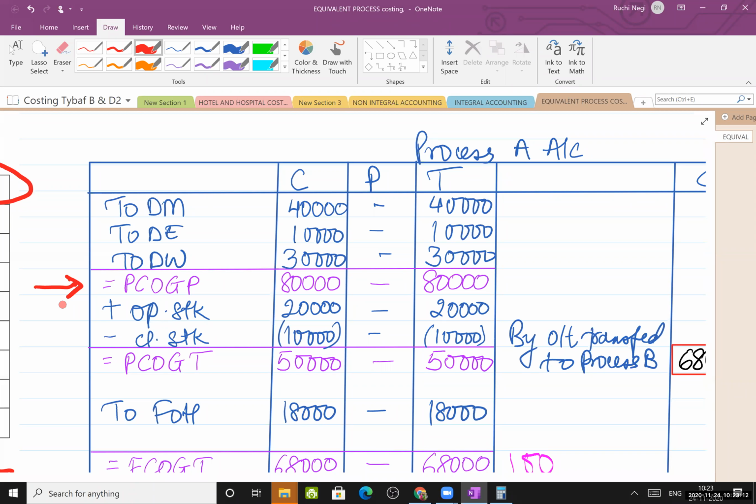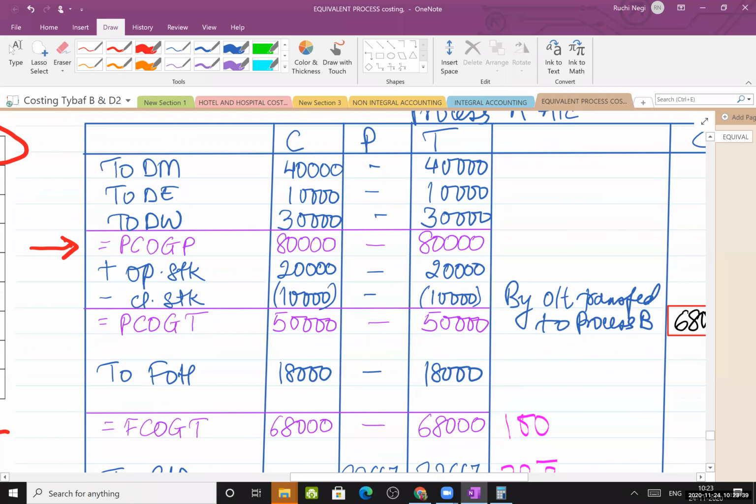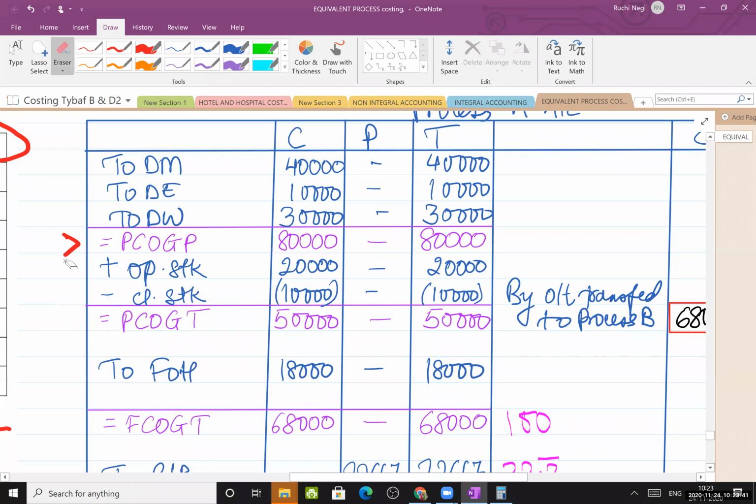If in the exam a question comes, closing stock in inter-process transfer is calculated at dash, and they give you 4 options, the right option will be prime cost of goods produced. They can even give you prime cost of goods transferred, factory cost of goods produced, factory cost of goods transferred. They can give you 4 options. The most correct answer is prime cost of goods produced. Am I clear?